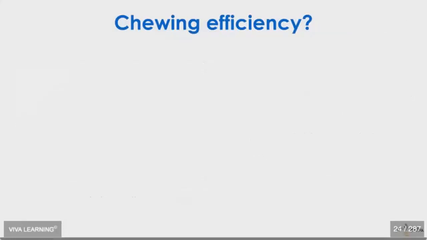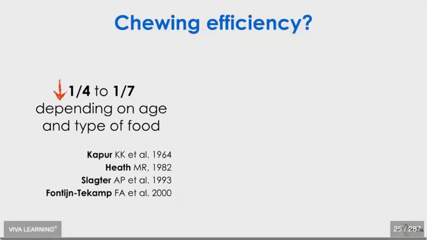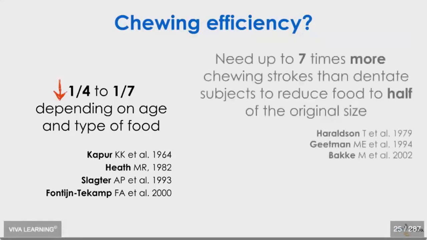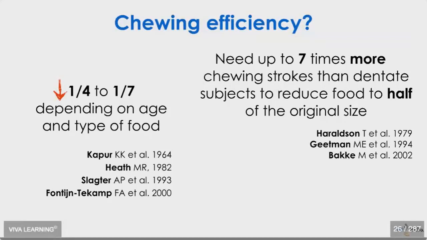What happens to the chewing efficiency when somebody loses their teeth? Studies have shown that there is a decrease of 1/4 to 1/7 of chewing efficiency depending on age and the type of food. It will take up to 7 times more chewing strokes than a dentate subject to reduce food to half of the original size.